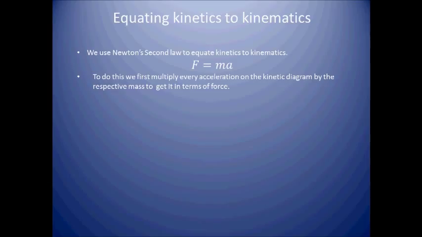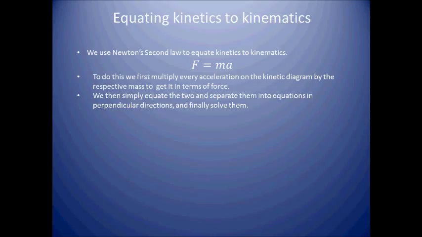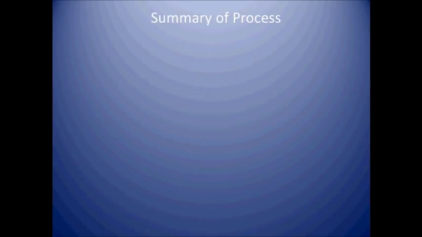Now once we have our kinetic and kinematic diagrams, what do we do next? Well, we then equate them, using Newton's second law of motion. You know the mathematical formula for Newton's second law: F is equal to ma. What you'll see is that the F represents the kinematic side. The kinematic diagram will give us the left hand side, and the kinetic diagram will give us part of the right hand side, A. So we multiply every acceleration in the kinetic diagram by the respective masses to get the entire right hand side. Then we simply equate the two, kinetics and kinematics, separate them into equations and solve them.